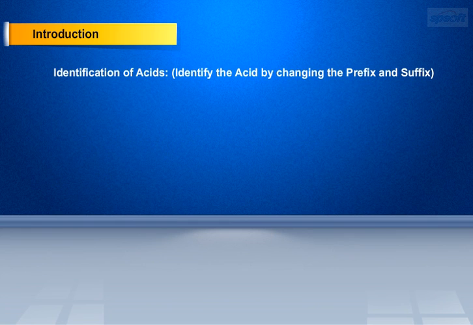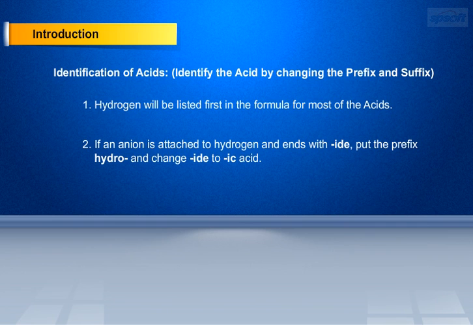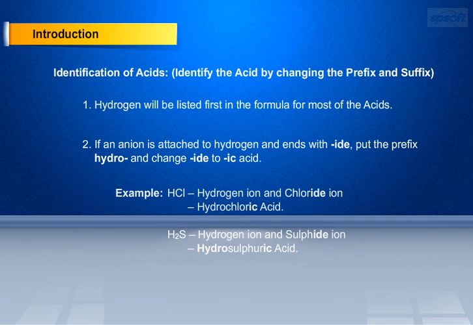Now, let's see the identification of acids. We can identify the acid by changing the prefix and suffix of the substance. Rule 1. Hydrogen will be listed first in the formula for most of the acids. Rule 2. If an anion is attached to hydrogen, and ends with IDE, put the prefix hydro, and change IDE to IC, acid. For example, HCl acid consists of hydrogen ion and chloride ion.